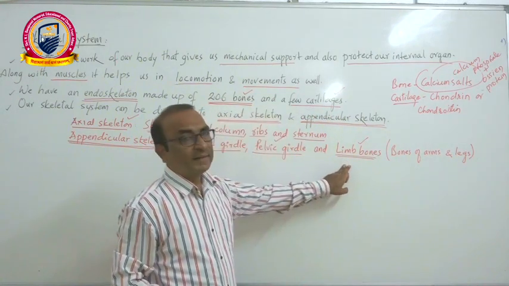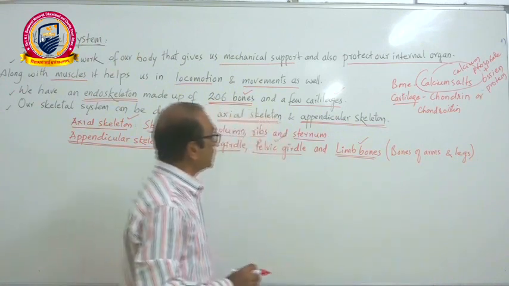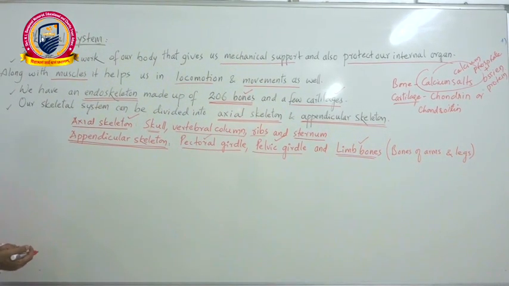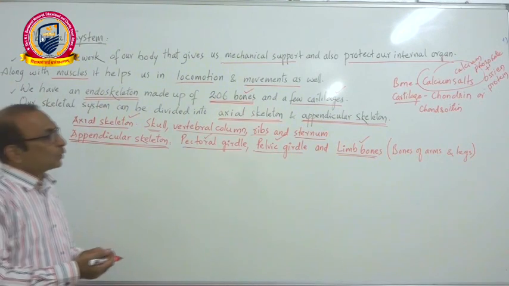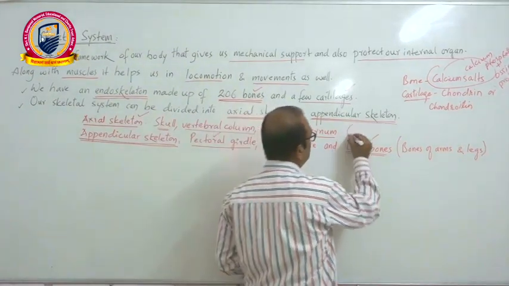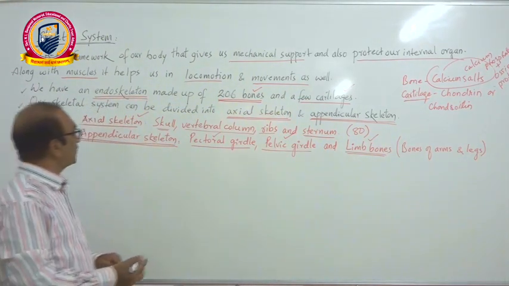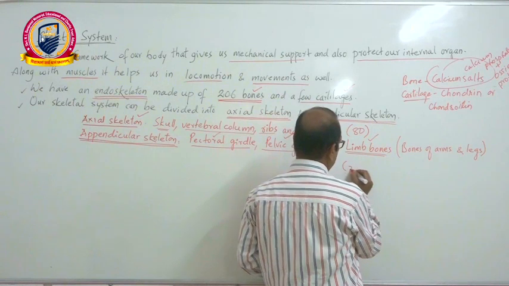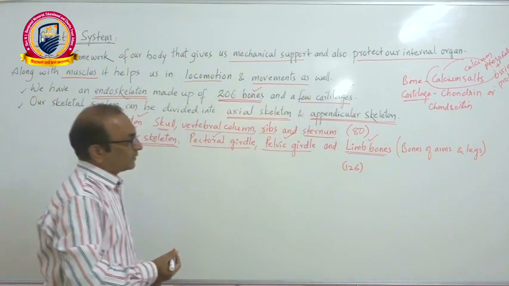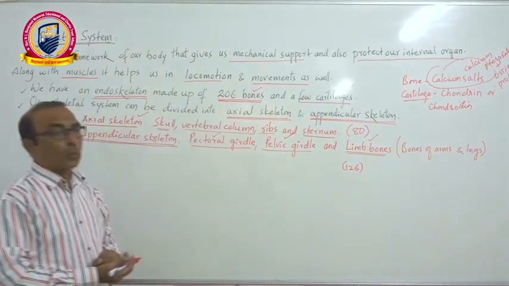Limb means hands and legs. So bones of the arm and the leg are called limb bones. Now if you take up the axial skeleton and appendicular skeleton, the total number of bones in the axial skeleton is 80, and the total number of bones in the appendicular skeleton is about 126. So 126 plus 80 is the total number, 206 bones.